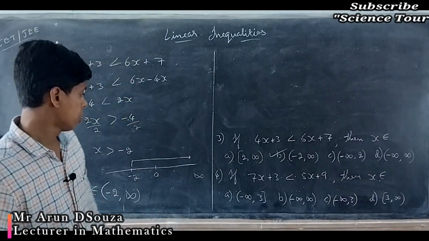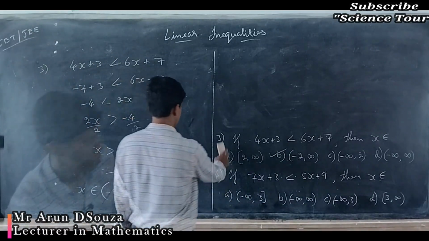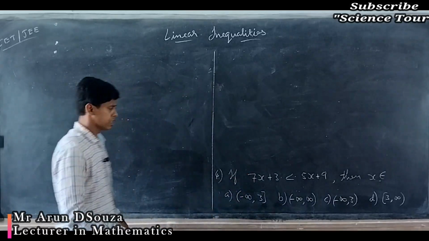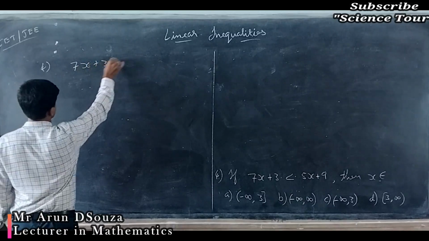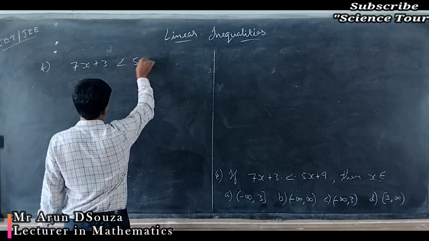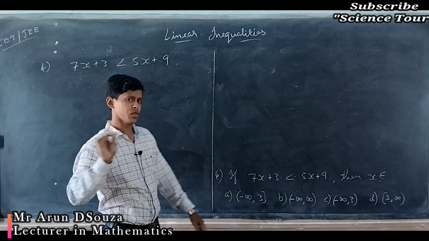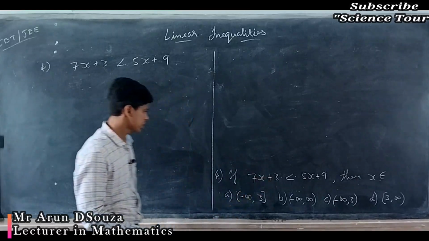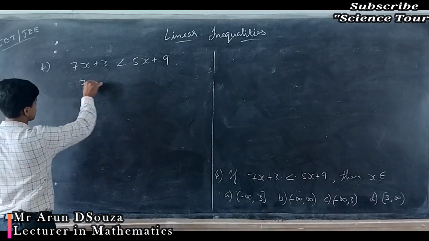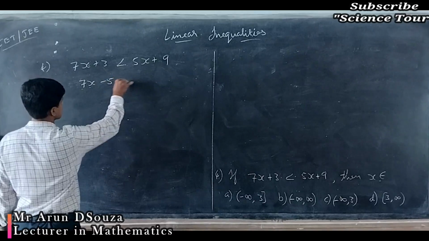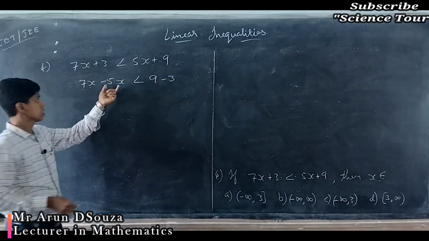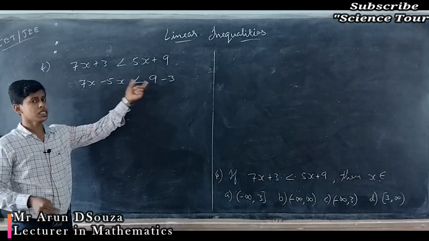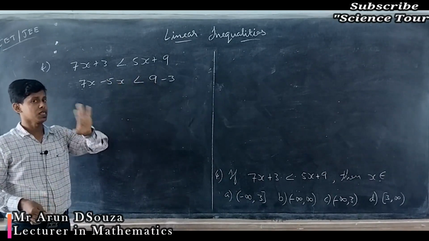Well, let's move to the fourth question. You have 7x plus 3. This is also a similar question, and less than 5x plus 9. Very similar. Okay, very simple question. So you have got 7x and bring that 5x this side, less than 9 here, and minus 3. See, you are subtracting 5x on both sides, subtracting 3 on both sides. That's what you are doing.